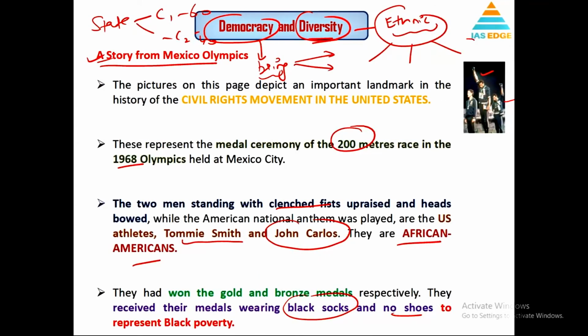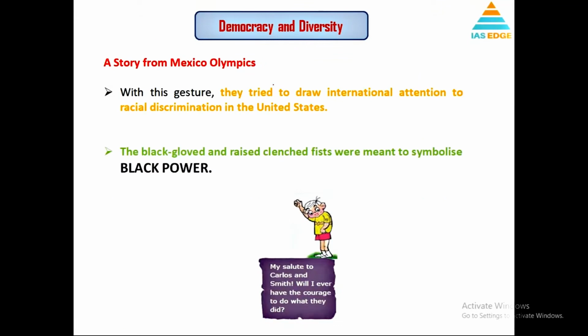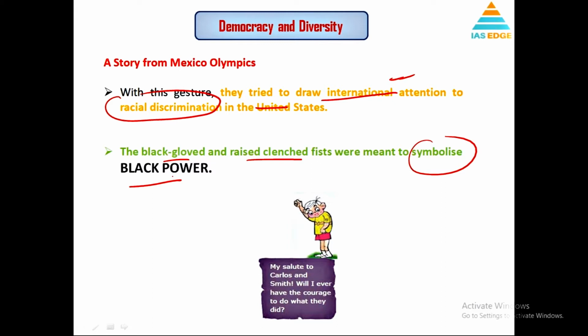In fact, the 1960s was a period when Martin Luther King Jr., the Panthers movement, and many other movements happened in the USA. Around this time, racial discrimination was being questioned by the minority community. With this gesture, they tried to draw international attention to racial discrimination in the US. The black-gloved, raised, clenched fist was meant to symbolize black power. That is what they tried to show.